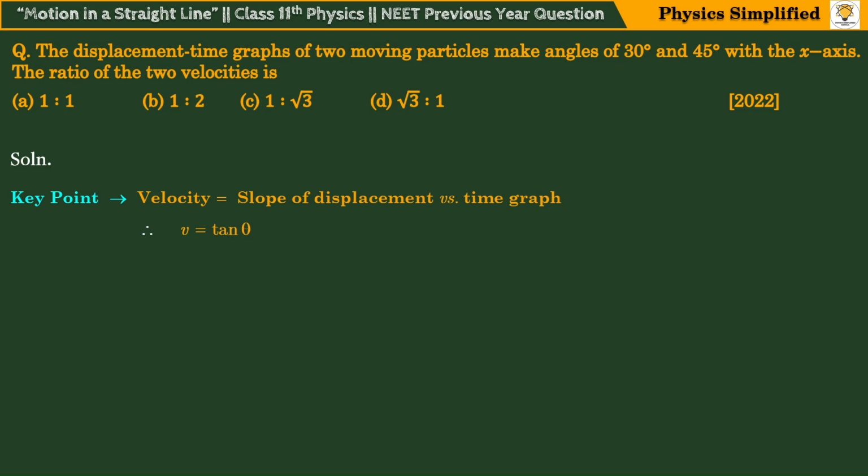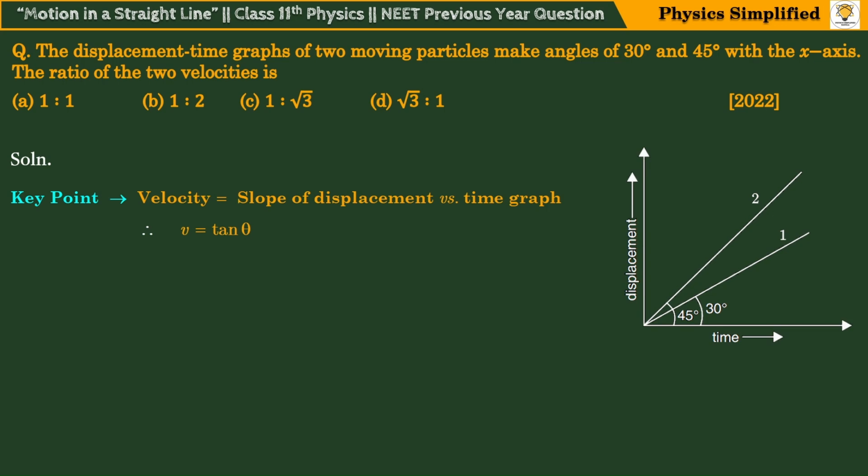Let us now illustrate the problem. By the given problem, we consider the displacement versus time graph of particle 1 makes an angle 30 degree with the time axis, while that of particle 2 makes an angle 45 degree with the time axis.